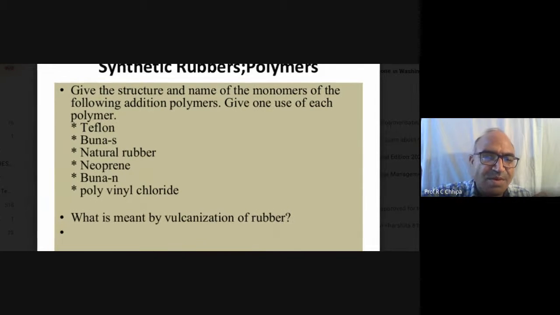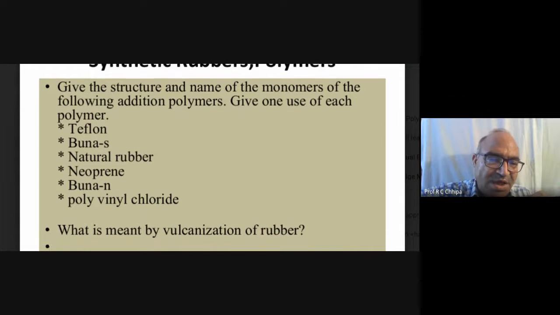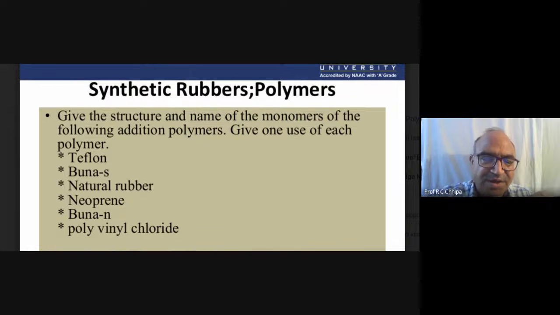Here is one of so many questions: if we have to go to the polymers, give the structure and name of the polymer of the following addition, and give one use of Teflon. Teflon is the polymer related to the structure of ethylene, where in ethylene the 4 hydrogens are substituted by fluorine. Teflon is a heat resisting polymer. Buna S we have already discussed, the styrene butadiene rubber. Natural rubber is polyisoprene. Then Buna N, which we discussed last, is the 1,3-butadiene copolymer with vinyl cyanide, that is acrylonitrile. And PVC has been discussed many times; PVC is the polymer of polyvinyl chloride.